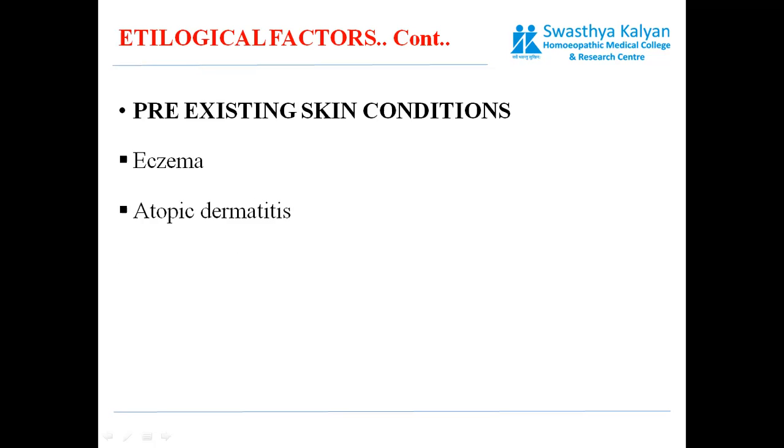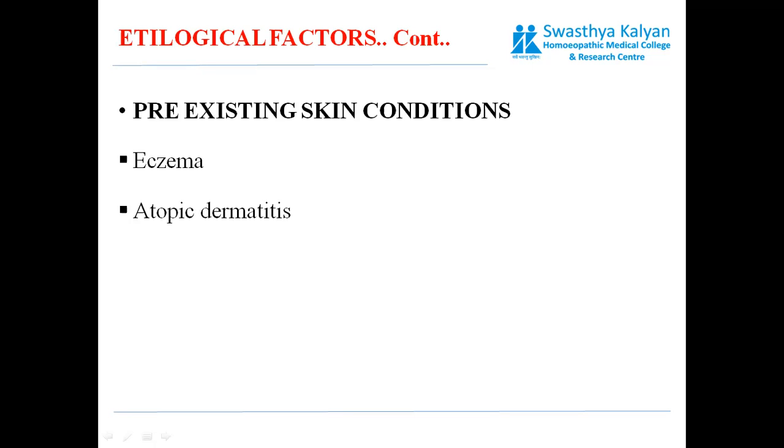And the third category is any other pre-existing skin condition like eczema and atopic dermatitis. Now again, atopic dermatitis, it's a kind of eczema. It's a common type of eczema. It's a skin disease in which there are red blotches on the skin. They are especially present on the face, arms and the legs and severe itching is present.